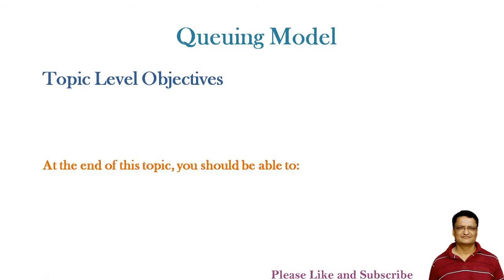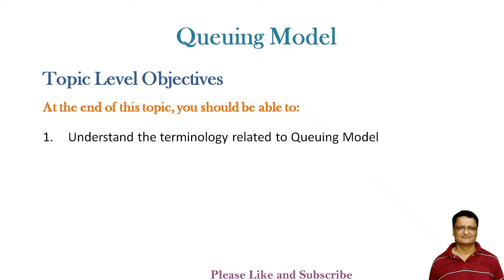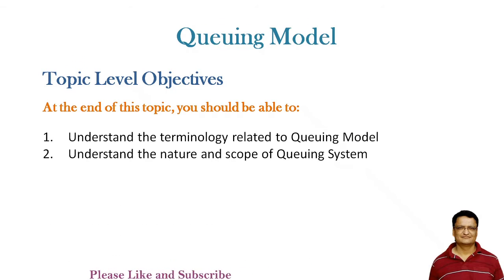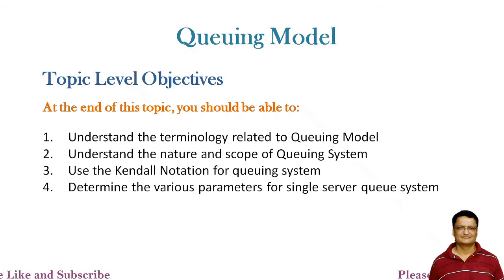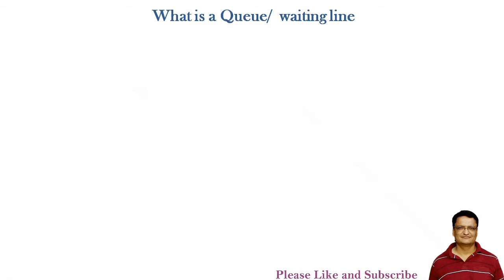At the end of this topic, you should be able to understand the terminology related to queuing model, understand the nature and scope of queuing system, use the Kendall notation for queuing system, and determine the various parameters for a single server queue system. So what is a queue or waiting line?